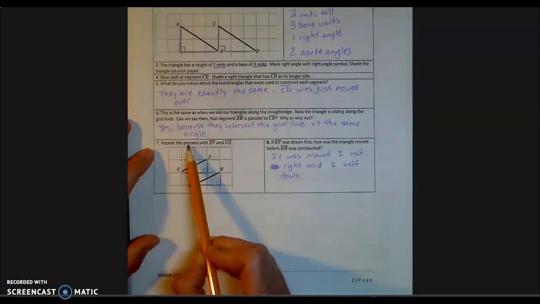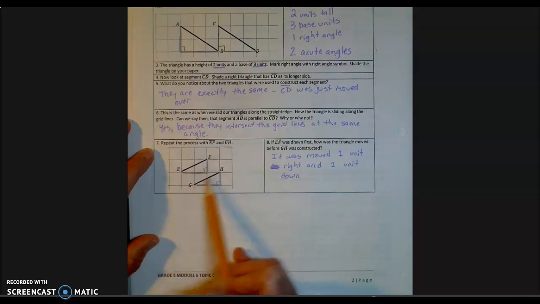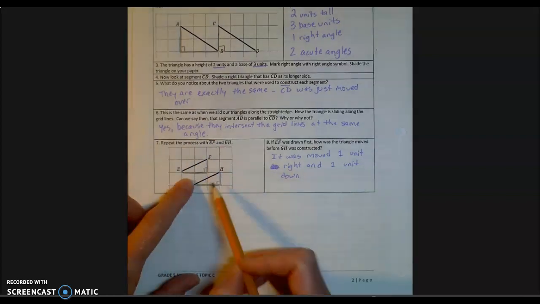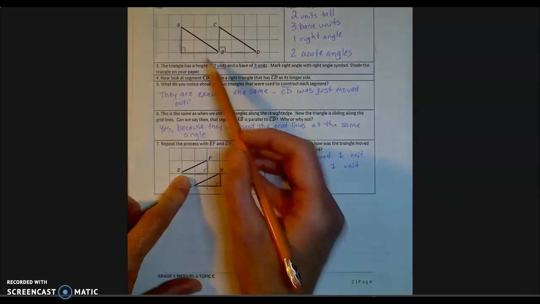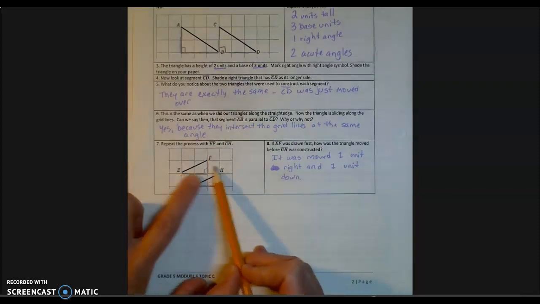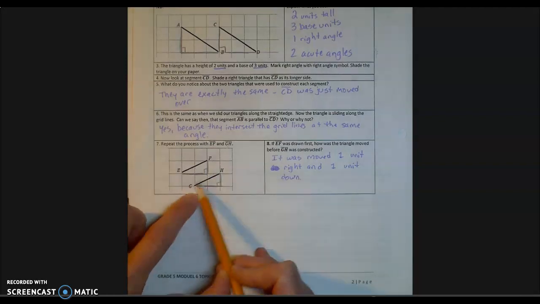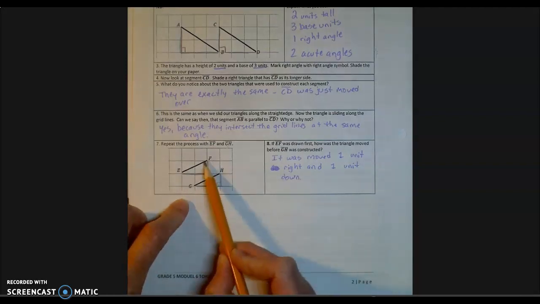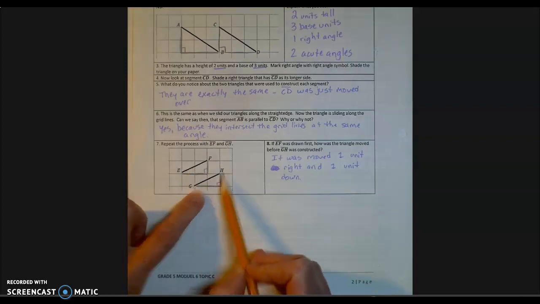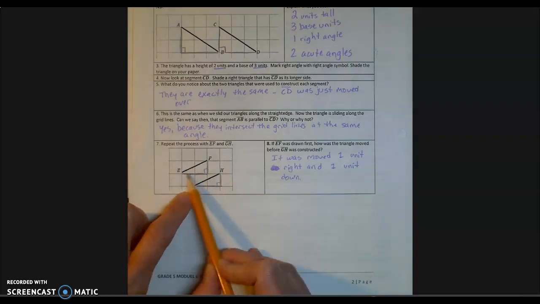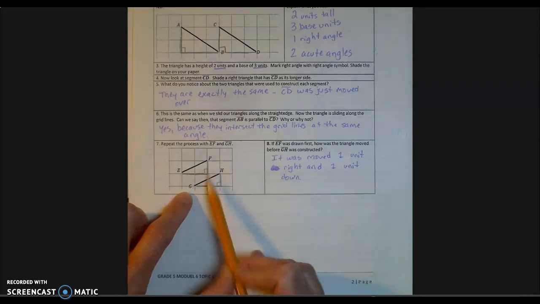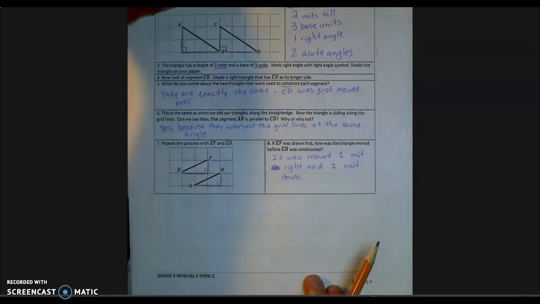Alright, for number 7, it says to repeat the process with EF and GH they have right here. I'm just going to show you. So this one, it's a little different than this one. This one moved over, but then it also moved down one. But they are still parallel. They still intersect these little guys at the same angle, and they both still have a right angle on the same straight line like right here. So they are still parallel lines.